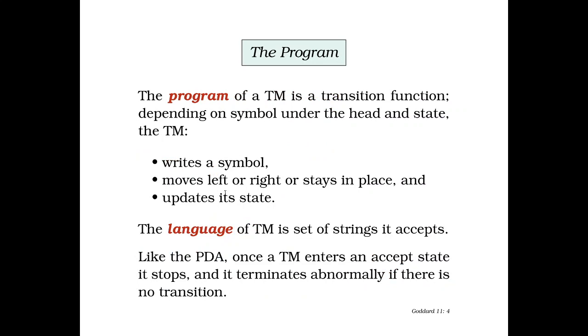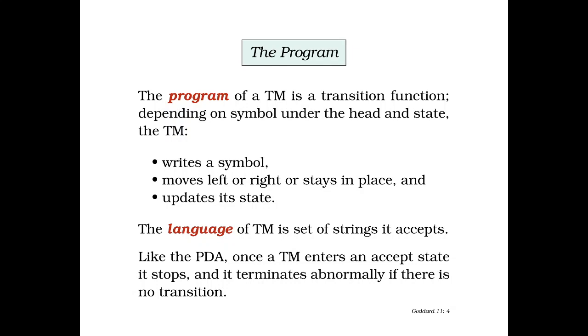The next thing to talk about in a Turing machine is a program. You can consider the program as a transition function. So essentially, we look at the tape, whatever is under the head, and the current state of the Turing machine, and based on that, we either write a symbol, we move to the left or to the right, or stay in place, and it can also update the state which is inside the memory.